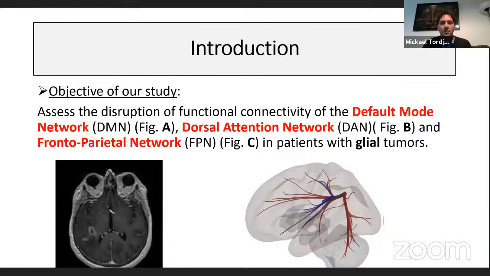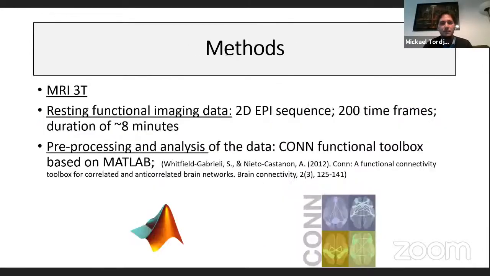So in our studies, our objective was to assess the disruption of the functional connectivity of the default mode network, but also two other networks, the dorsal attention network and the frontoparietal network, in patients with glial tumors. To perform this study, we used a 3T MRI, and we recorded resting state imaging using a 2D EPI sequence. The duration was about 8 minutes.